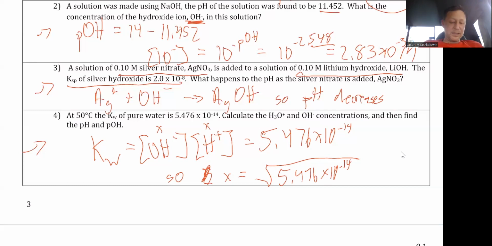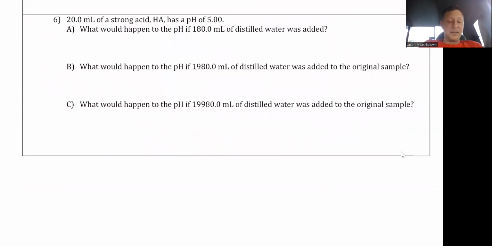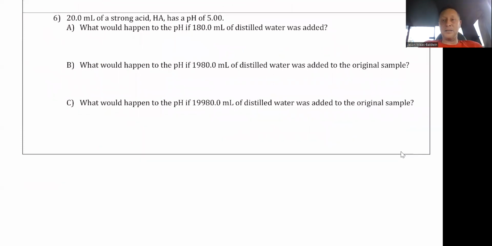One last little one I did just want to look at. I'm going to ask you to complete the rest of these on your own and then check the answer key, which will be up online shortly. But if we look at number 6 here, it says, what would happen if we added... we have this solution, this acid, and then we have 20 mils of it. It has a pH of 5, okay?